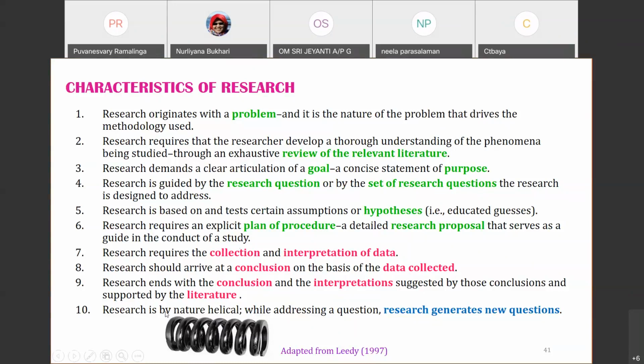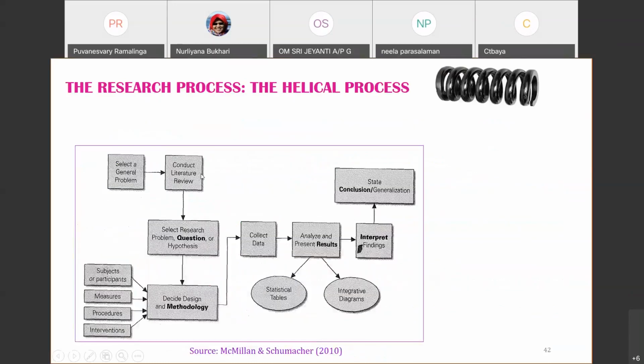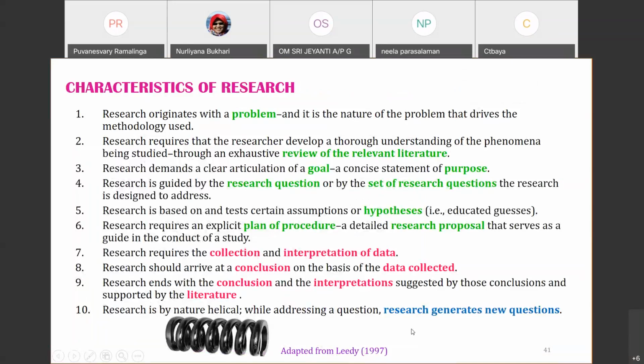And then later, research is by nature helical. While addressing a question, research generates new questions. You cannot solve all the problems under the sky. Just know that. Okay. So if we look at this, just now this one from Leedy and this one from Macmillan and Schumacher. You don't have the book, but I think all research methodology textbooks mention this somehow, maybe not in this particular diagram, but the idea is there.